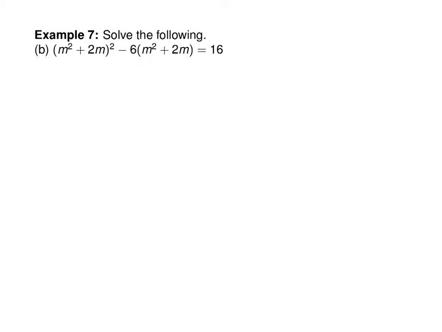Okay, so this one, it looks really, really, really nasty and complicated, doesn't it? But if you think, so do you think it would be easier to make a substitution or to expand everything out? Make a substitution, right? And what do you think you're going to substitute for? M squared plus 2m. Yep. So that becomes u squared minus 6u equals 16. Or u squared minus 6u minus 16 equals 0.